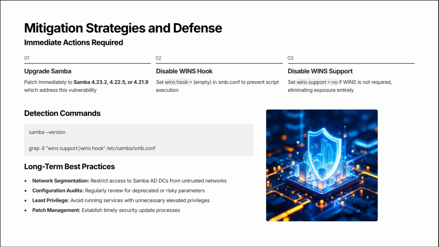Now let's talk about some long-term best practices for your systems. Network segmentation is essential, and you should restrict access to Samba at ECS from untrusted networks. Regular configuration audits are also recommended to review for deprecated or risky parameters. Applying the principle of least privilege is another best practice, which means you should avoid running services with unnecessary elevated privileges. And lastly, establish a timely security update process as part of your patch management strategy. By implementing these mitigation strategies and defense measures, you can significantly reduce the risk of a successful attack.